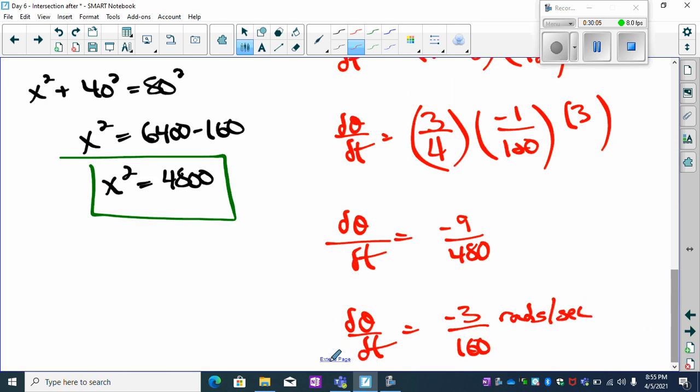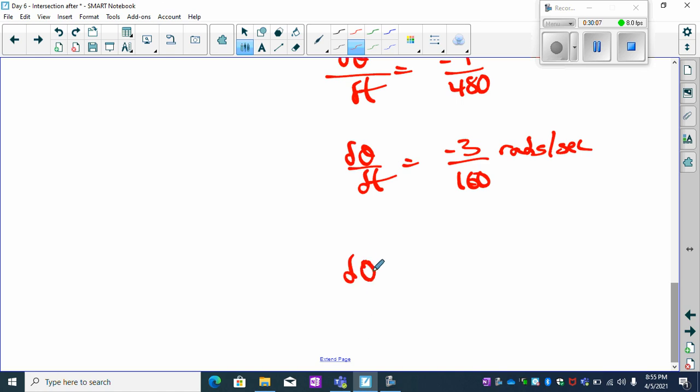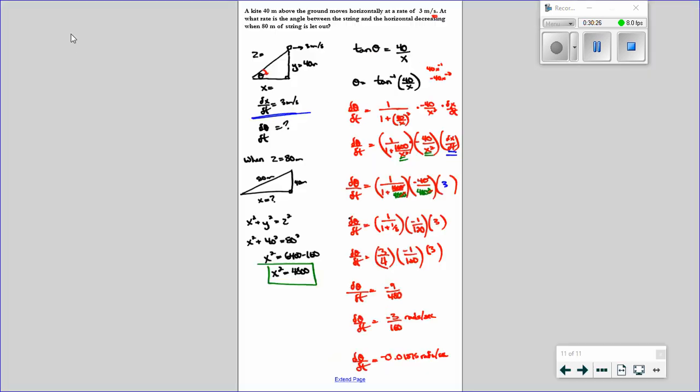And if you convert that to a decimal, negative 3 over 160, negative 0.01875 radians per second. Full screen that, check it out. That's one involving trig. So now I should have a good handle on these related rate problems.